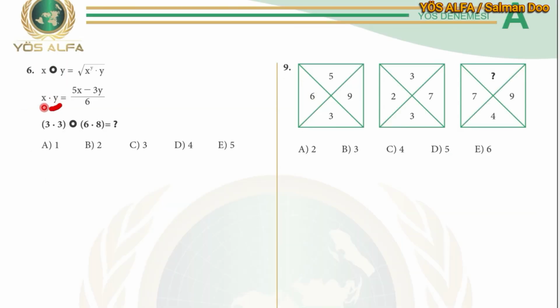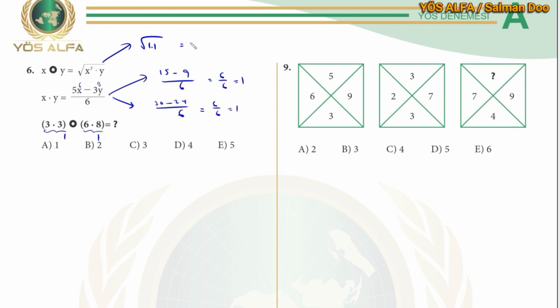Two operations are given, and we're asked to find this. So 3.3. We'll first use this operation. So x is 3, y is 3. 15 minus 9 over 6, which is 1. For the second operation, 6.8, x is 6, y is 8. From here we have 30 minus 24 over 6, which is again 1. For the last operation, 1 circle 1, we'll use the first relation, and we'll have 1 times 1 equals 1. So the answer is A.